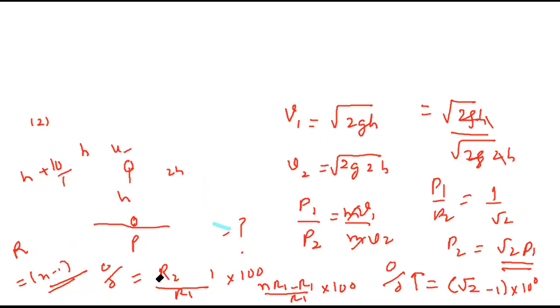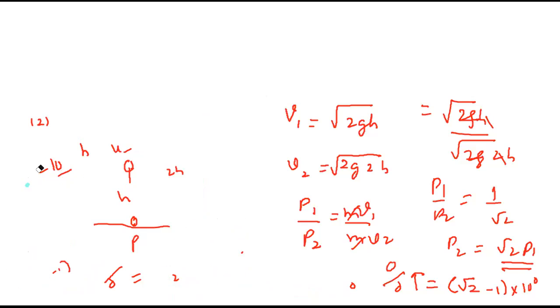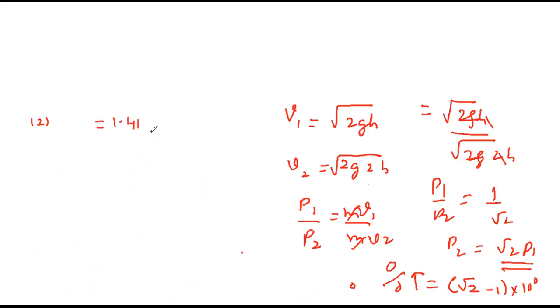So if the body is dropped from height h, momentum p, when height is double h, then what will the percentage change in momentum be? The first velocity was root 2gh, the second root of 2g times 2h. So I got p2 is root 2 times p1. So this will become 1.414 minus 1 into 100. That is nothing but 41.4%, which we can write as 41%. This is the required answer.